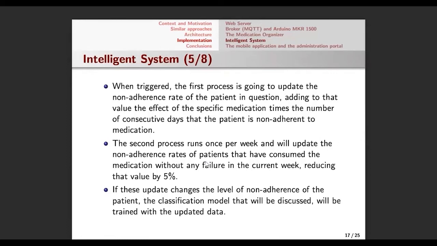The second process runs once per week and will update the no-adherence rate of the patients that have consumed the medication without any failure in the current week, reducing that value by 5%. If this update changes the level of no adherence of the patient, the classification model that will be discussed will be trained with the updated data.